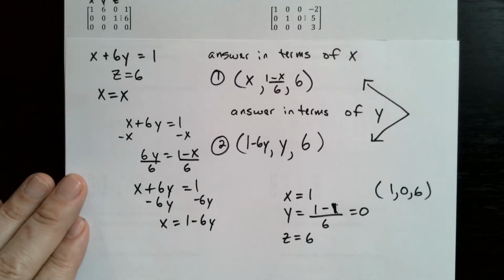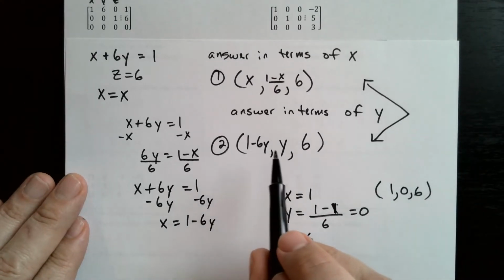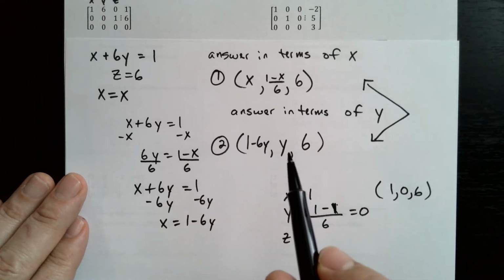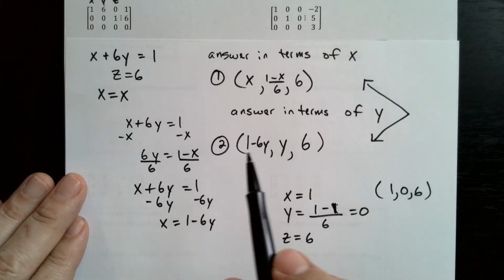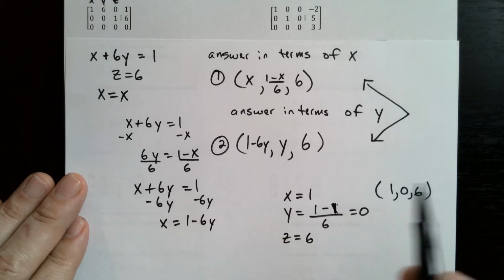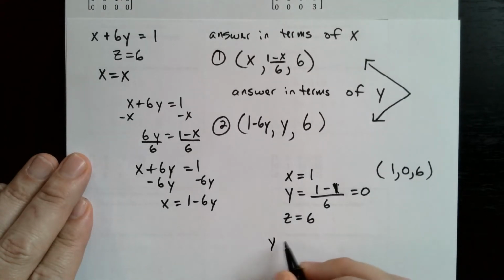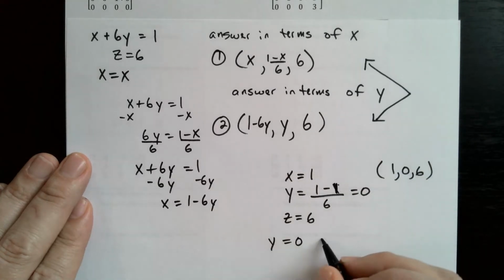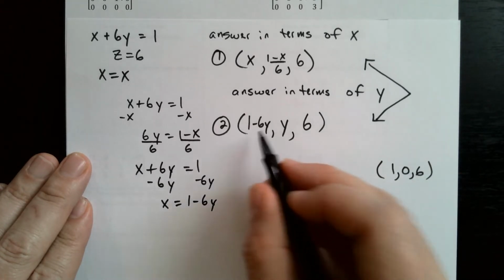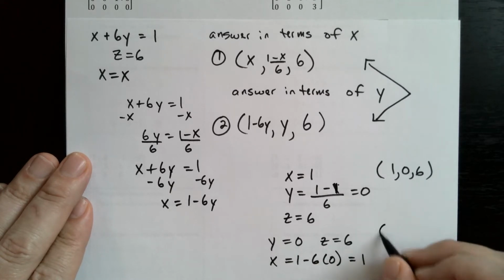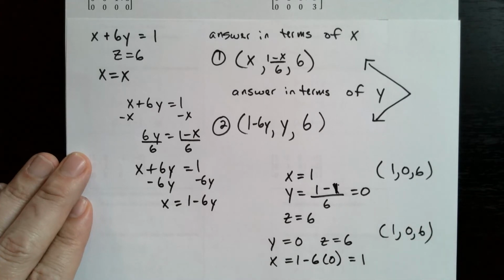Now let's go to the other one, this 1 minus 6y, y, 6. And let's start with y is equal to 0, and let's see if the other two, the x and the z, turn out to be the same as this. So I will make y is equal to 0 because that's the answer I got here. If I make y is equal to 0, I still know that z is equal to 6. That hasn't changed. But what about the x? x is equal to 1 minus 6 times 0, so x is equal to 1. So we get y is equal to 0, z is equal to 6, and x is equal to 1. So 1, 0, 6. So it works.